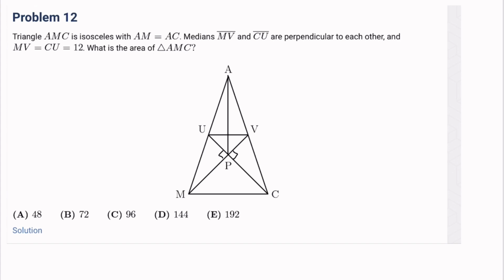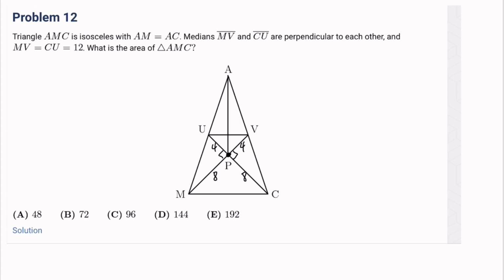Okay, so since they are medians, their intersection point is the centroid of the triangle, right? So that means this length to that length will be 1 to 2, and this to that length would also be 1 to 2, right? So since this whole thing is 12 and the ratio is 1 to 2, PU length is going to be 4, and CP length is going to be 8, right? And same for VP and PM. This is also 8, like that, right?